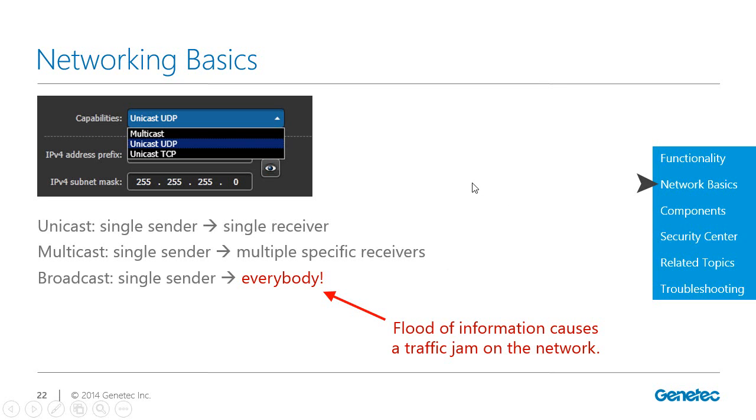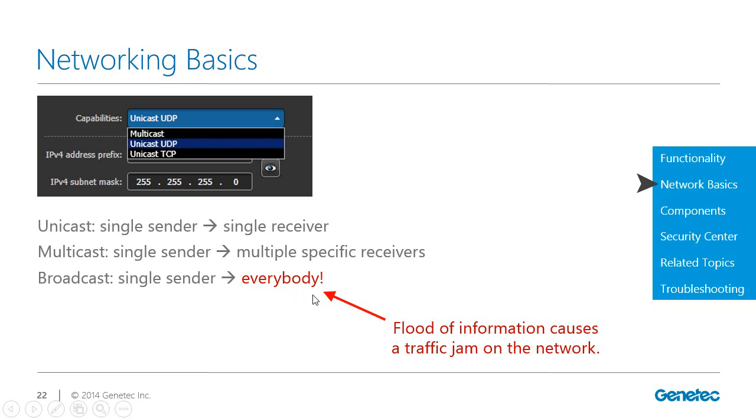So the three basic network communication types that you'll see are unicast TCP, unicast UDP, and multicast. Unicast implies that there's a single sender and a single receiver on the network, as opposed to multicast, which goes from a single sender to multiple specific receivers, or broadcast, which goes from a single sender to everybody.